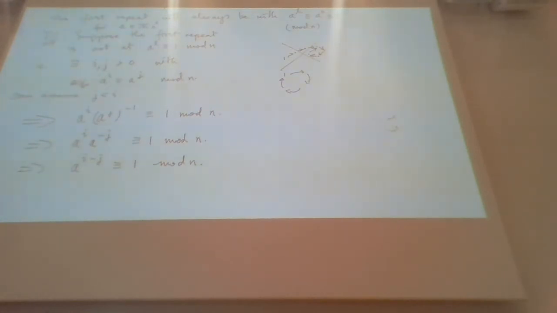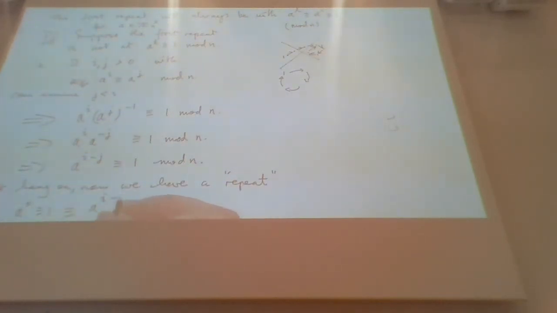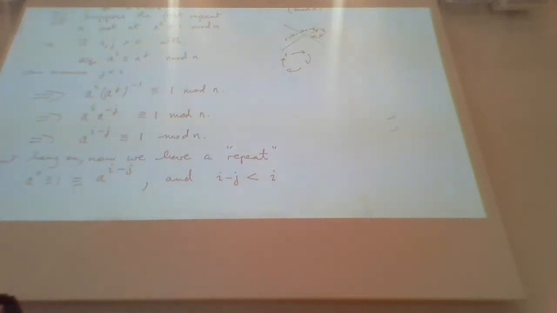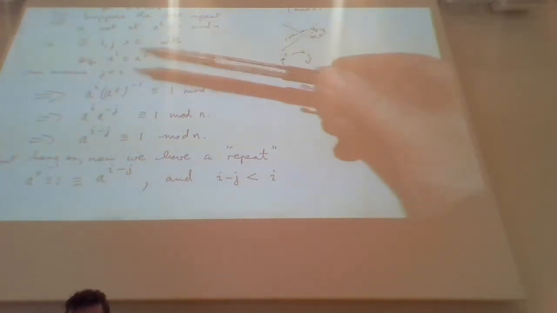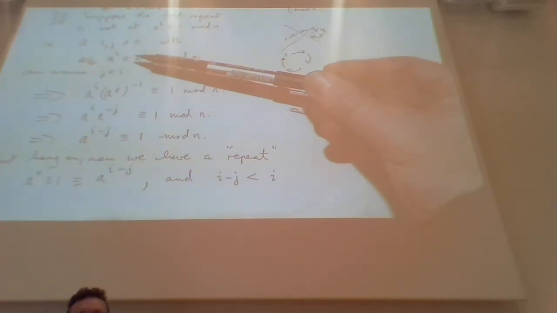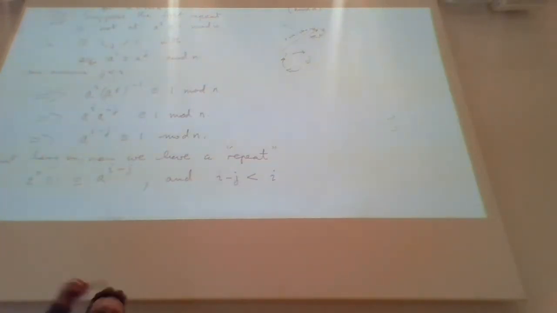But that contradicts ourselves, because now we have a repeat where the first element a to the 0 was 1, and this is also equal to a to the power i minus j. And i minus j, whatever it is, is certainly less than i. But these i and j were supposed to be the first repeat, the first time the sequence of powers repeats itself.